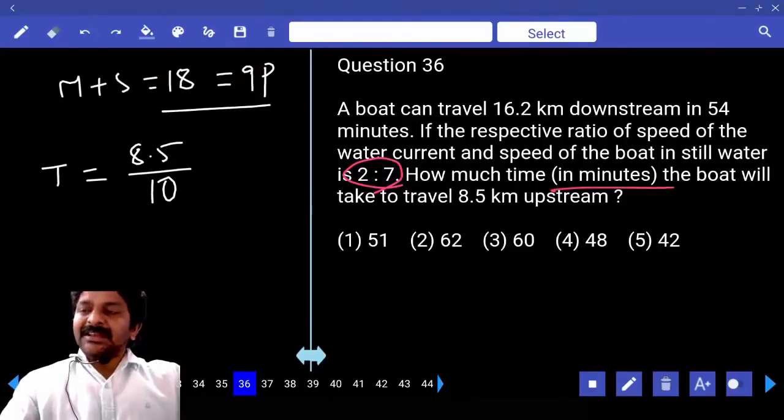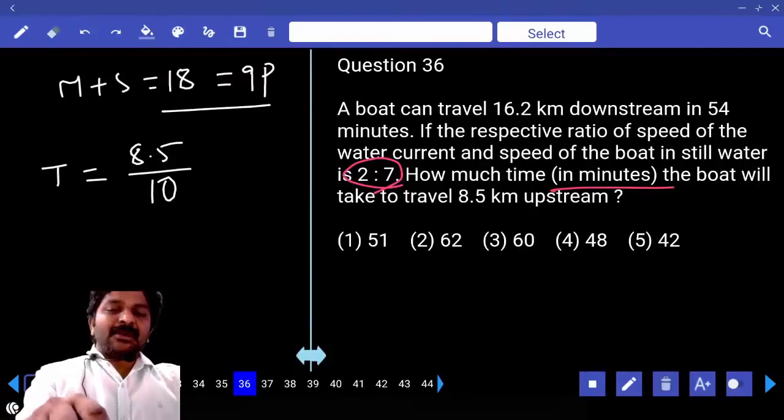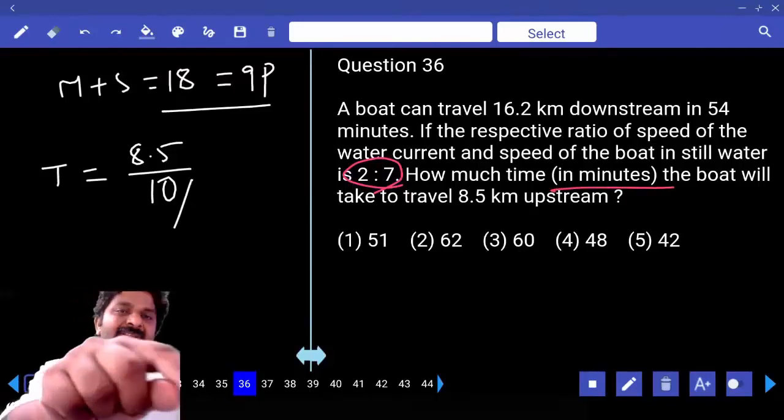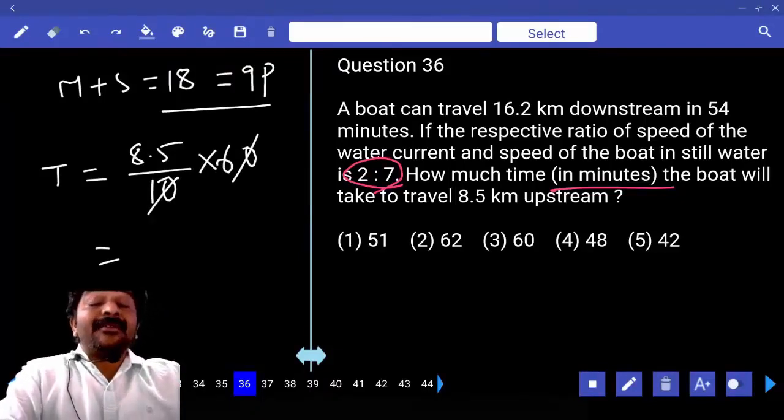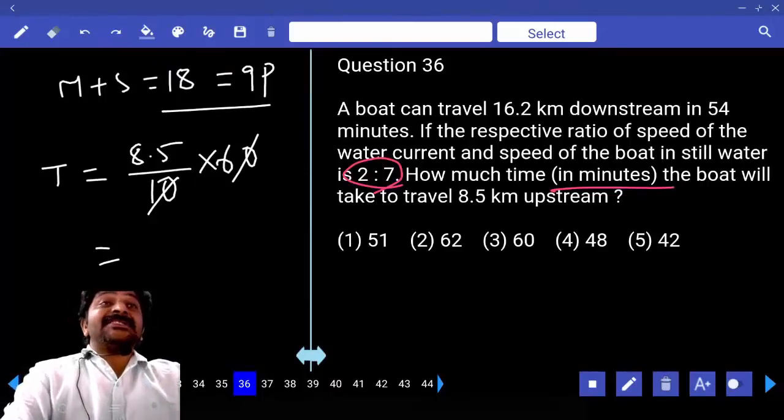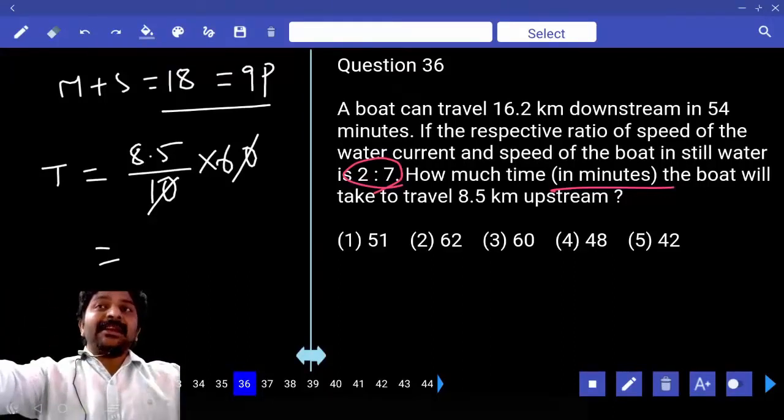You're asked to calculate the answer in terms of minutes. So convert hours to minutes by multiplying by 60. The zeros get cancelled. 8.5 times 6. How do we calculate 6 times? Double and triple.